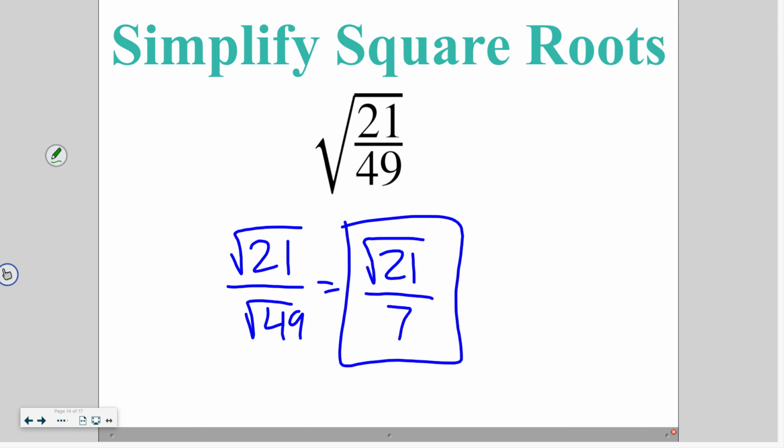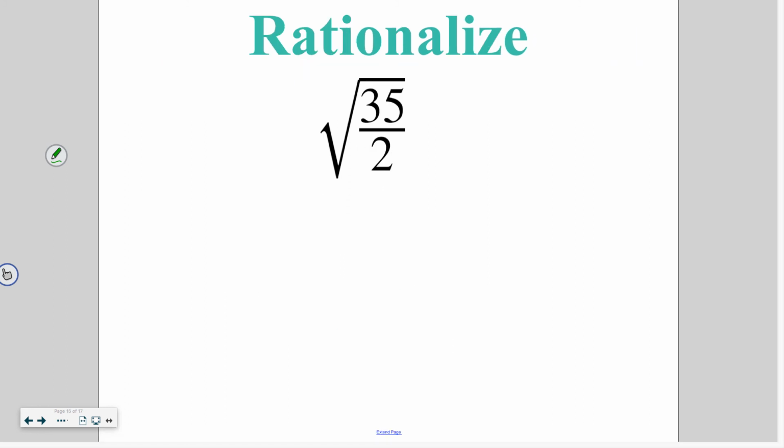Square root of 21 and square root of 49 splits into square root of 21 over 7. 21 can't be divided by a perfect square, so we're done. The last case that we have to worry about is when we split it up, so square root of 35 over square root of 2, and I can't solve the bottom right away.